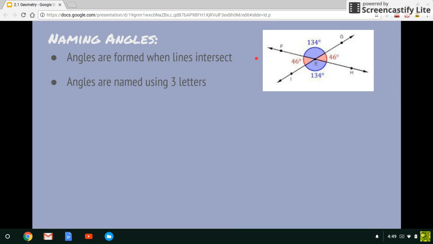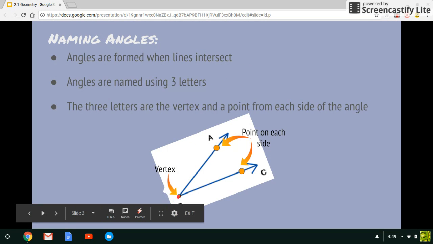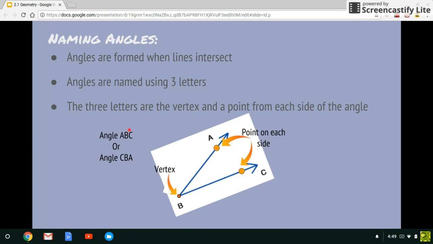Okay, so when we're naming angles, we're going to use three letters. The three letters we're going to use are the vertex, the point in the corner, and a point from each side of the angle. So we've got the vertex B, and we have a point on each side, A and C. We can call this one angle ABC, or we can call it CBA. But the vertex, B in this case, has to be in the middle. So the vertex has to be the middle letter.